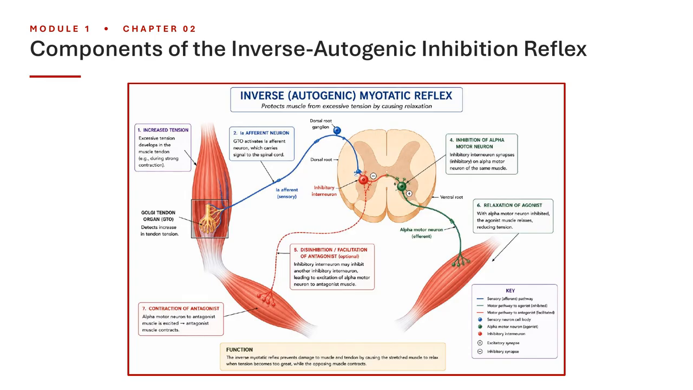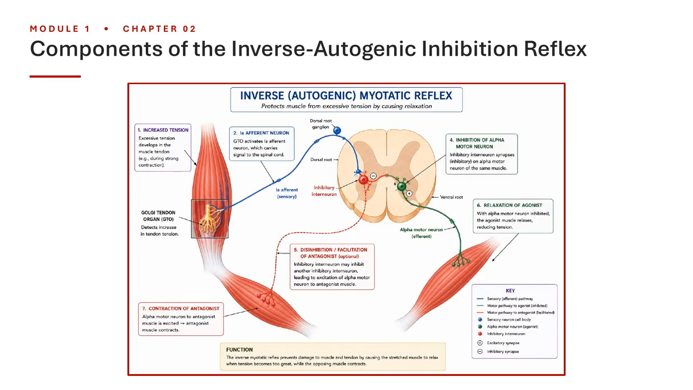It requires an inhibitory interneuron. That makes it polysynaptic in contrast to the monosynaptic stretch reflex. The result: the alpha motor neuron of that same muscle is inhibited and the muscle relaxes. The tension is released before the tendon can be avulsed.